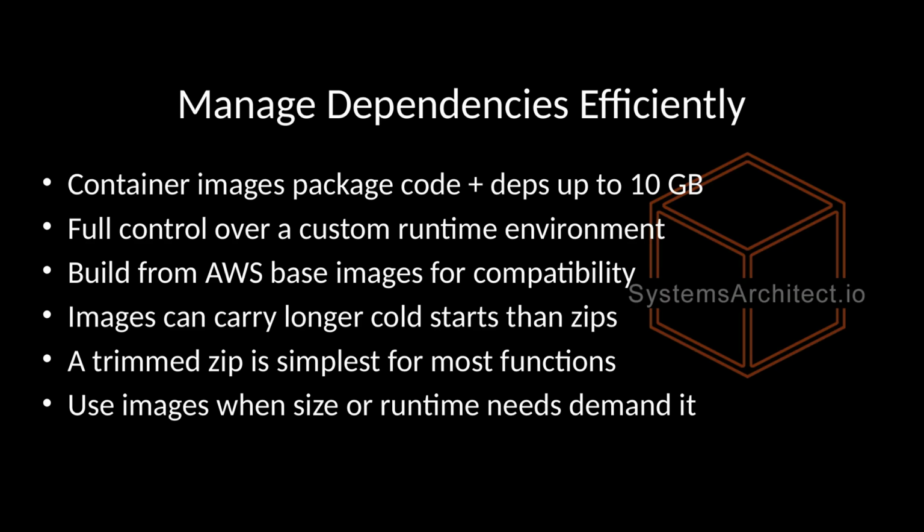17. Manage dependencies efficiently. When dependencies grow large or need a custom runtime, container image support lets you package code and dependencies together as an image up to 10 gigabytes. Build from the AWS base images so your image stays compatible with the runtime. Keep in mind container images can carry longer cold starts than a slim zip, so reach for them only when size or runtime needs call for it.